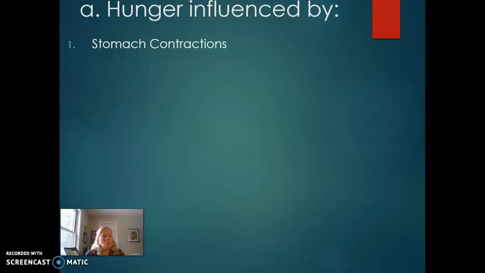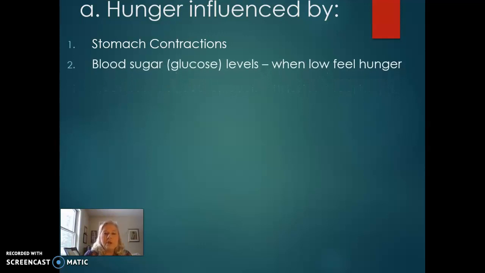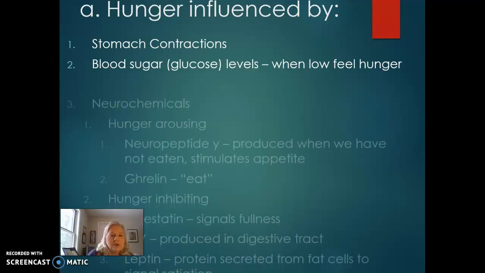However, what has been discovered since that time is that stomach contractions are only a very small part of what makes us hungry. In fact, people who have had their stomachs removed for certain kinds of surgeries continue to be hungry. So why is that? Well, first of all, we have blood sugar and glucose levels. When these become low, we feel hungry. I know this myself. I think I'm particularly sensitive to this. If I haven't eaten for a while, I get a very lethargic feeling. And people with diabetes know very well the importance of glucose.